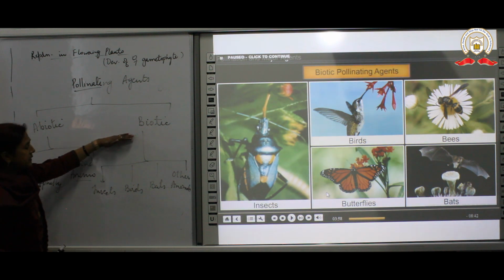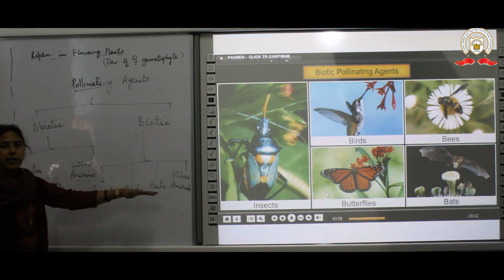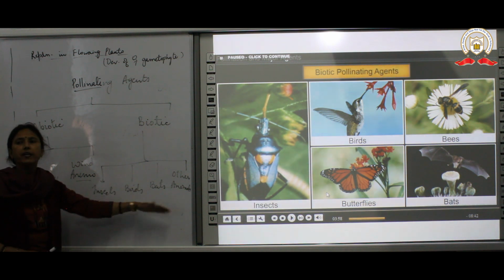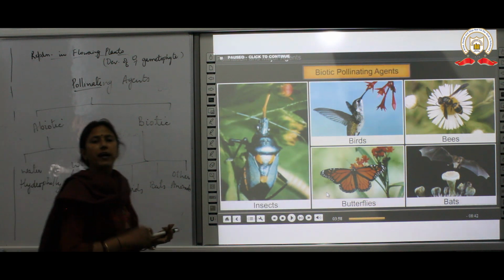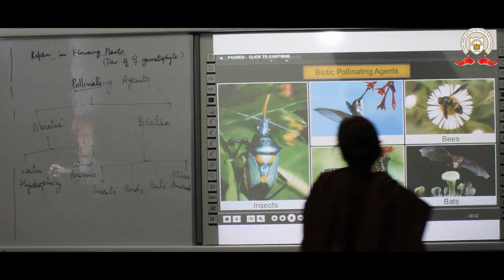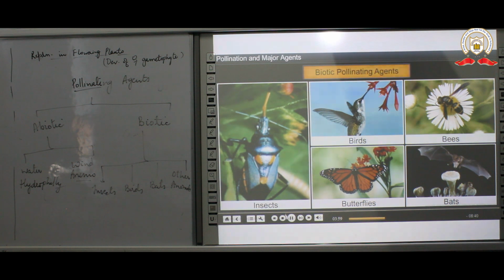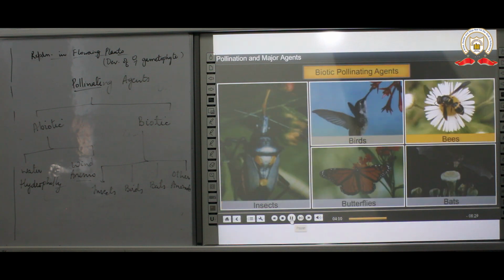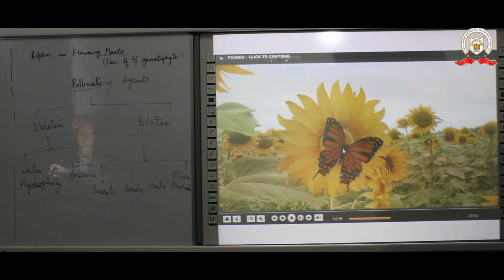And biotic agents, insects, birds, bats and animals, all these will help in pollination if they are rewarded with something. If there is a reward, the reward is always in the form of either nectar or pollen grains. So when we talk about the various features that should be present in these flowers for ensuring pollination, there should be various important features in these plants.